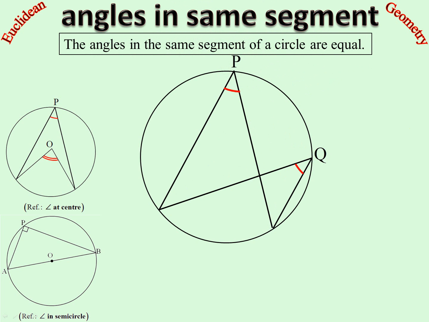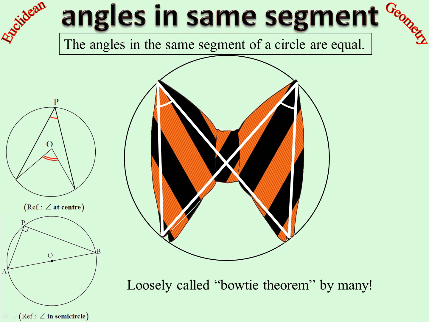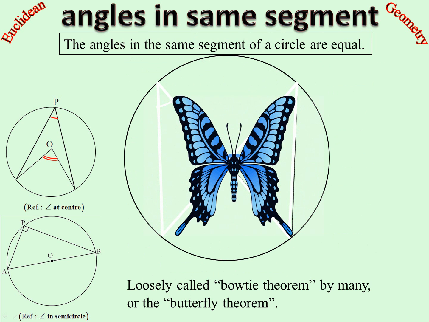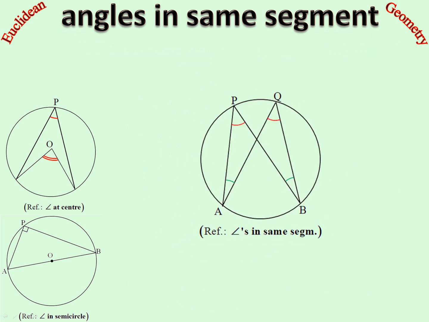And that's called angles in the same segment of a circle are equal. Some people refer to it as angles subtended by the same chord. That's fine. Loosely, some call it the bow tie theorem. Of course, don't use that reason in an exam or a test, because you will lose marks, because that is not the case. It is angles in the same segment. Some nature lovers call it the butterfly theorem, because they say it resembles a butterfly. Think of it, but don't write it.